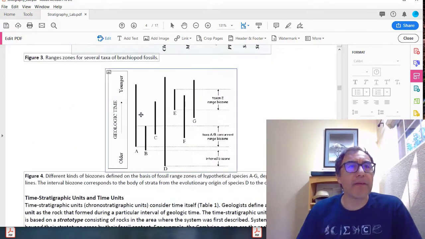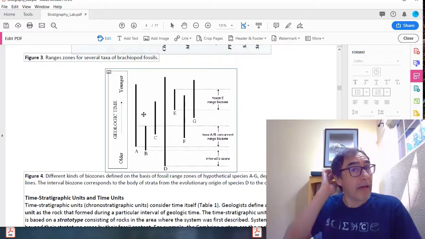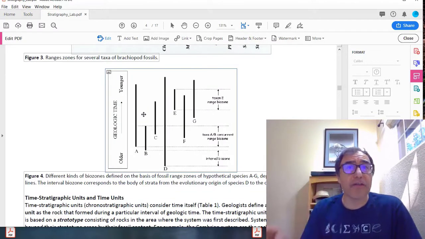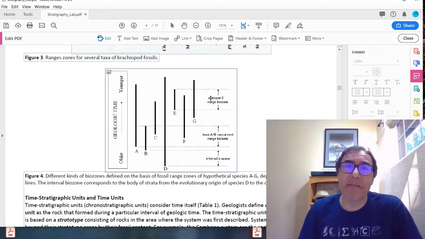And then other things we look at, and you'll be asked to do this in the lab as well, is trying to identify the range zone of an individual species. That would be the taxon. And so in this case, it's just looking at the range zone for E. Here is the overlapping or concurrent range zones of A and B, right? So it'd just be in this region right here where they both overlap in time.